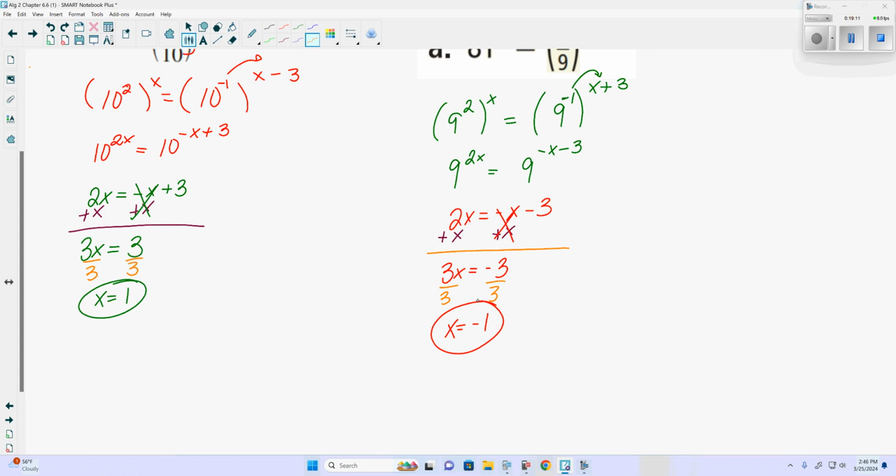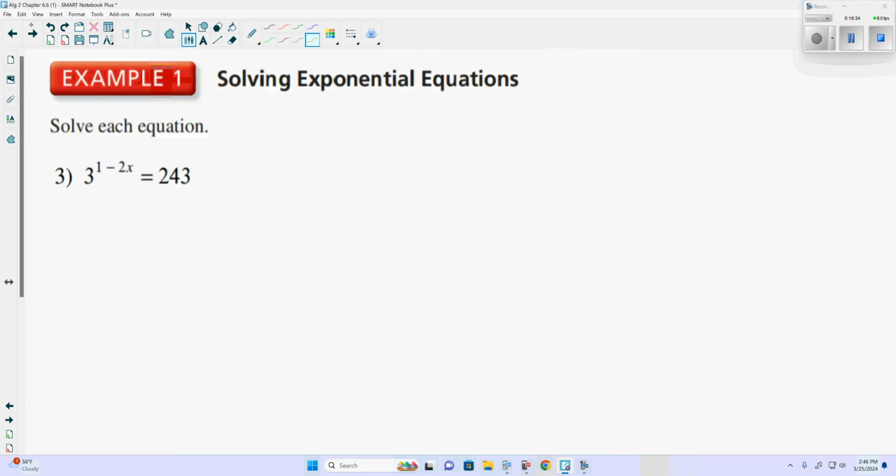So the whole goal for these problems is to get the bases to be the same, because once the bases are the same, we can set the exponents equal to each other and solve. Questions on this here? Very good. We good with this here? We have one more like it.